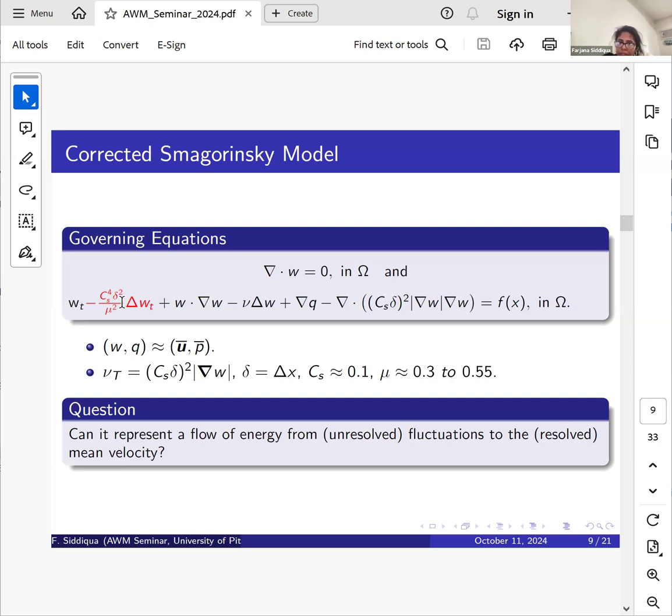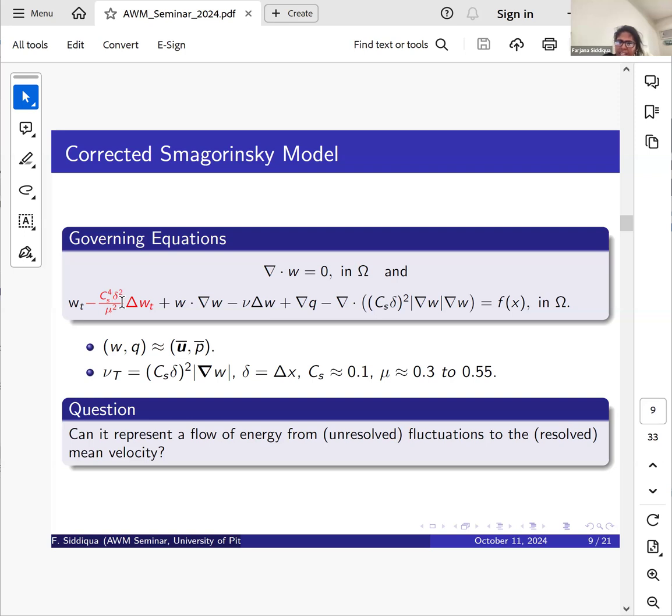So question: can it represent a flow of energy from unresolved fluctuation to the resolved mean velocity? Because if it can, then it is something new we are trying to do. Otherwise, NSE would have been okay, Smagorinsky would have been okay. So the big question we are answering is, can it represent a flow of energy from unresolved fluctuation back to the mean? The answer is yes. That is what we are claiming.